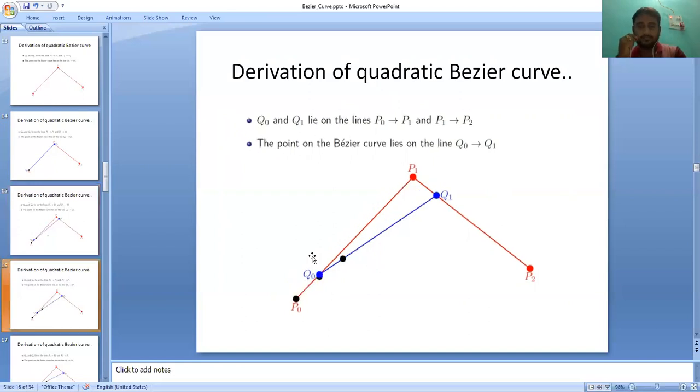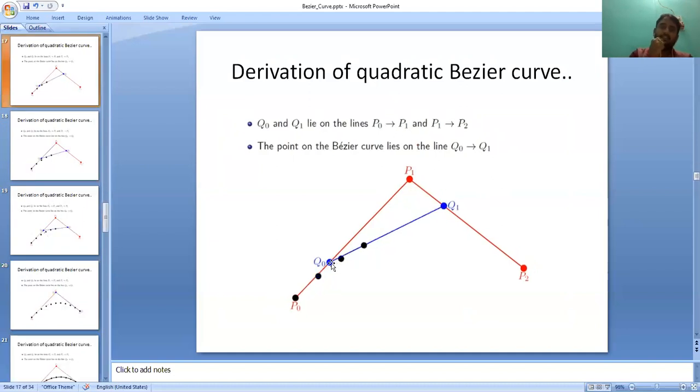Again, after calculating the second point here, we again shift Q0 by the previous parameter t equal to 0.2. Accordingly, Q1 will also be shifted, and this point on the curve will also be shifted by t equal to 0.2. Again, the fourth point will be calculated accordingly.